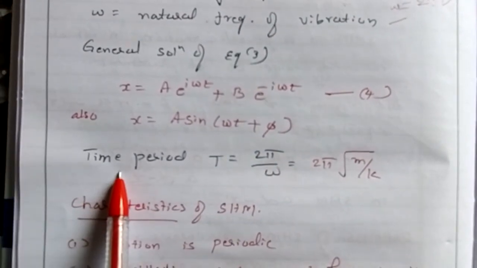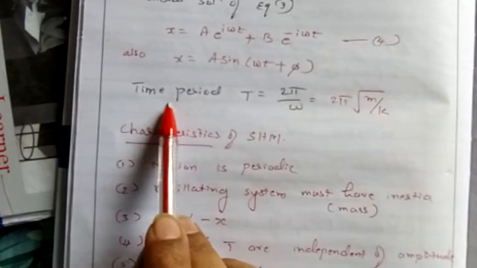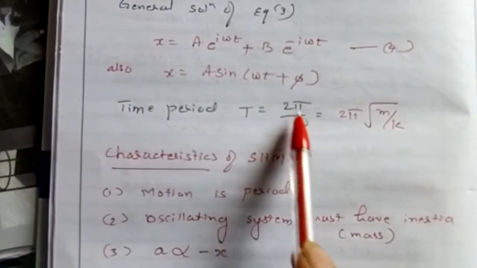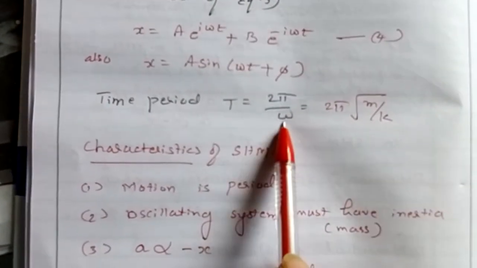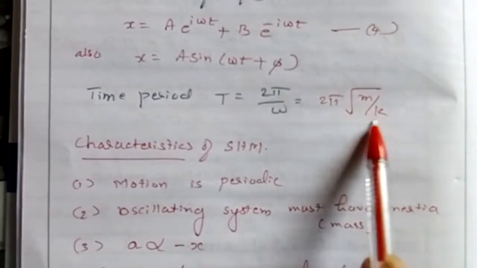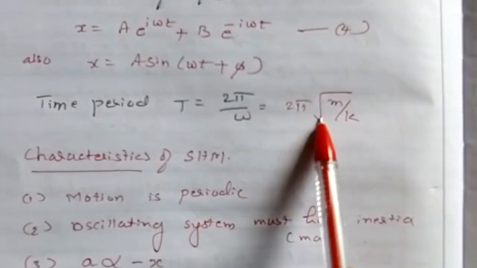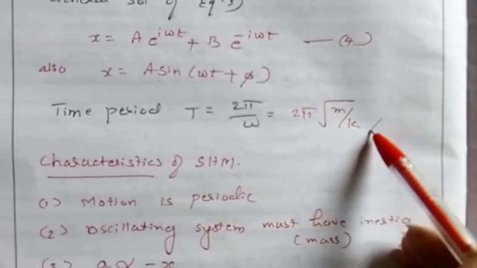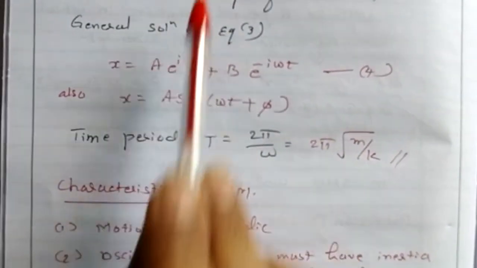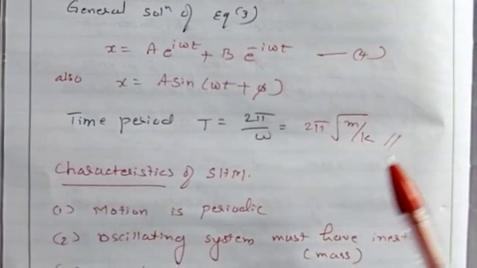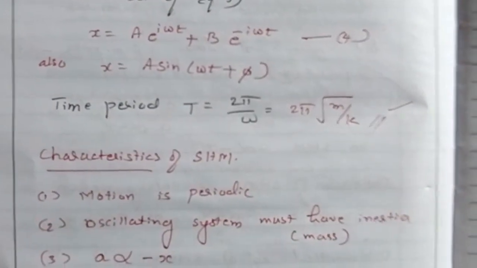If I know the angular frequency, I can calculate the time period. The time period is given by T is equal to 2 pi by omega, which is 2 pi root m by k. Remember, omega is root k by m; omega is in the denominator, that's why root m by k. Remember these two formulas: the expression for angular frequency and the expression for time period. Numericals will be asked based on this, so we shall solve them at a later stage.